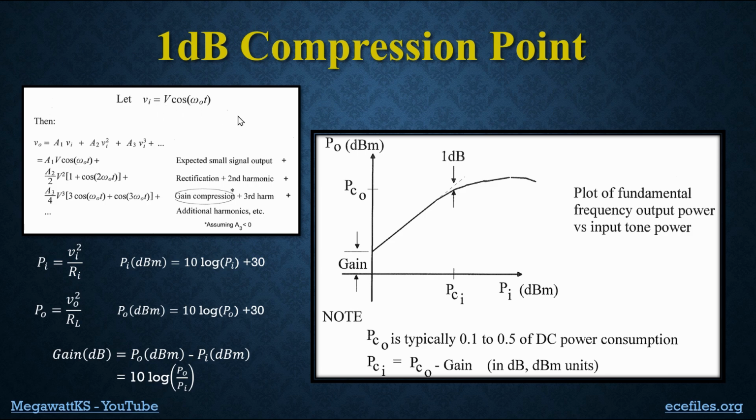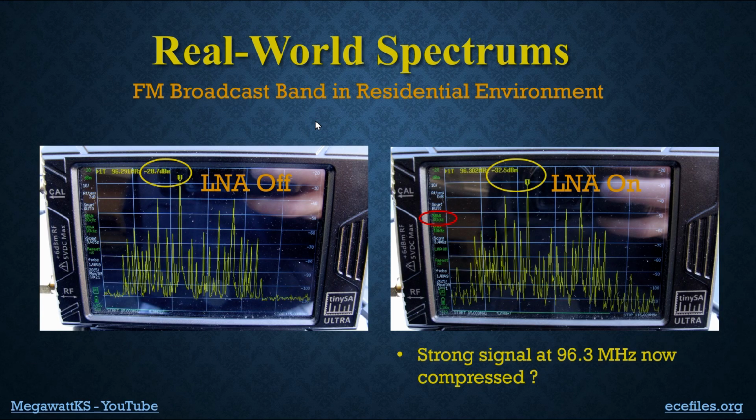But this case and the 1 dB compression point are still very, very important. As an example, remember this case where we had the spectrum analyzer without the LNA on, and then we turned it on. If you look at the signal level here, it was -29 dBm, and here it's -32 dBm, so it looks like it's compressed. But I gotta warn you about something.